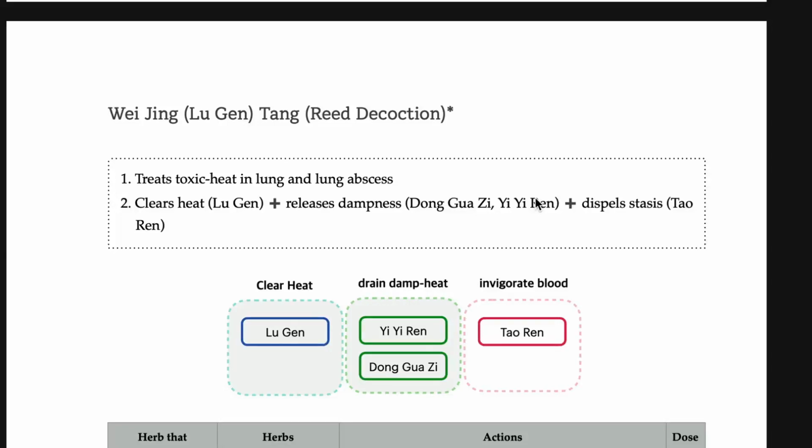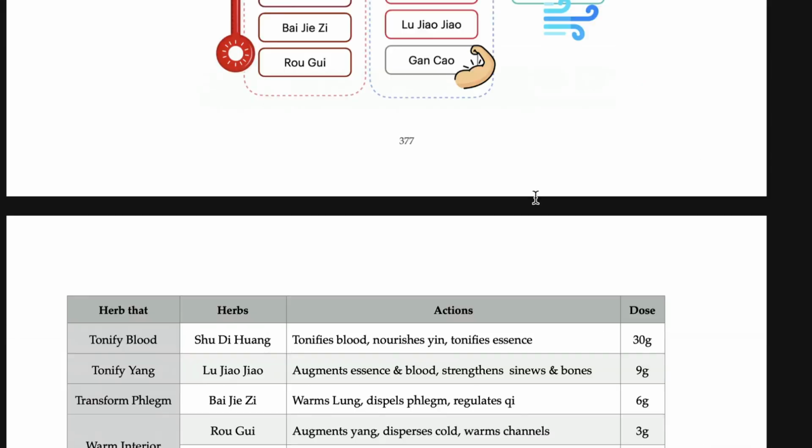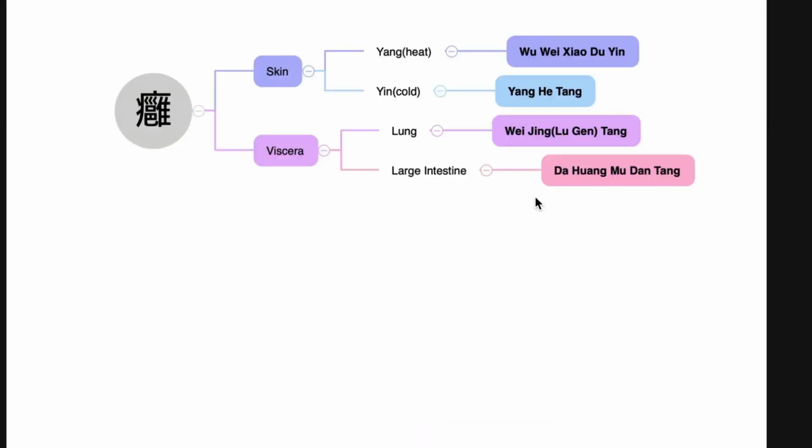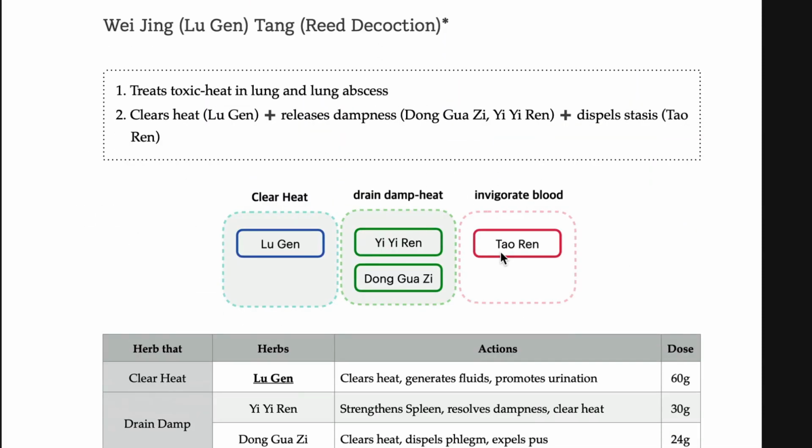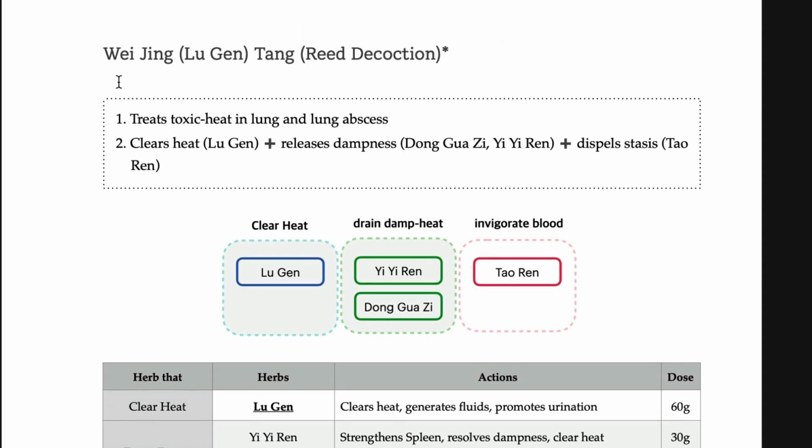Two formulas for internal abscess. Abscess in viscera. So Jing Tang and Huang Tang. Jing is lugan, but aerial part. Technically we say aerial part, upper part, because we believe the upper part goes to upper in our body. So that is the reason we use Jing when we try to treat lung. So it treats lung, respiratory system.